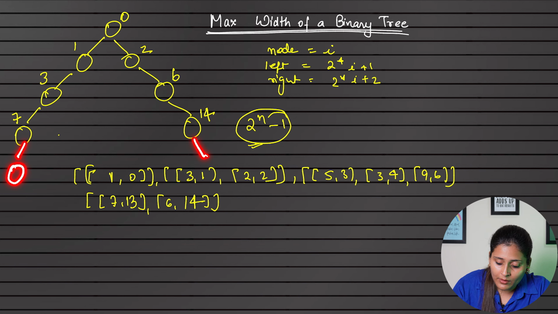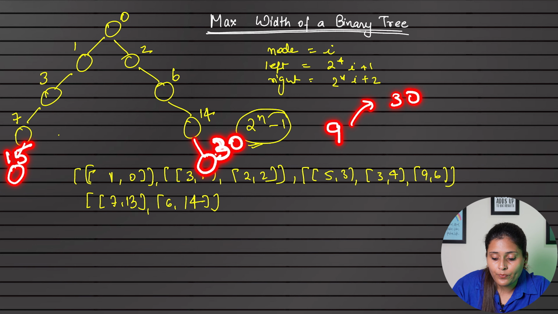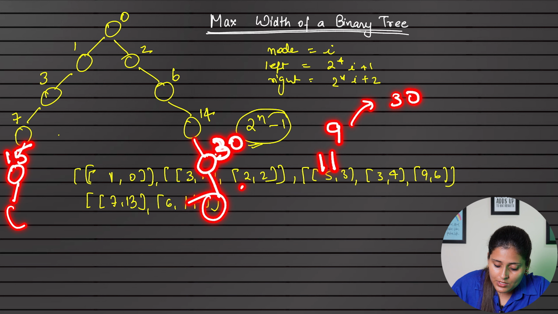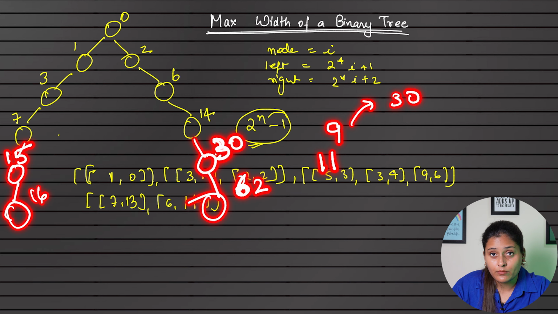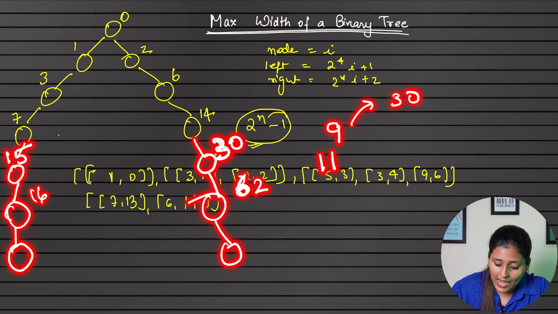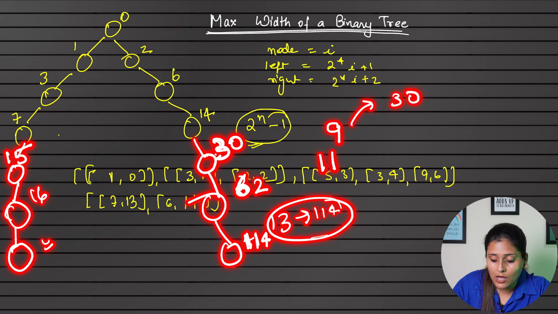Similarly, if we add one more, then it can go about 30, correct? 14 to the 28 plus, and this will be around 15, correct? So by just having 9 nodes, index went to 30. Similarly, we'll add one more. Just by having 11 nodes, the index will be from 16 to where? Can I say 62? Yes. Then by next, just adding one node, just by having 13 nodes, the index will go to 114, correct? This is how it varies.